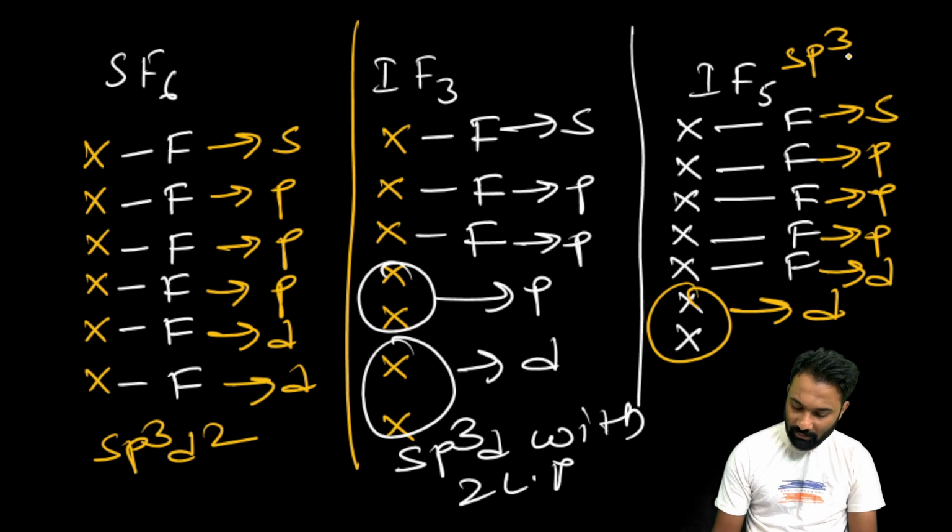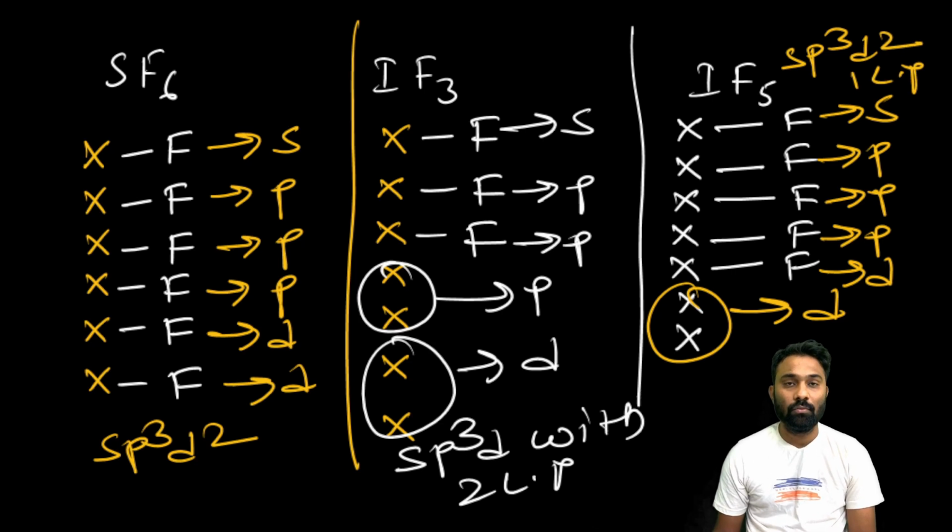sp3d2 with how many lone pairs? With 1 lone pair.